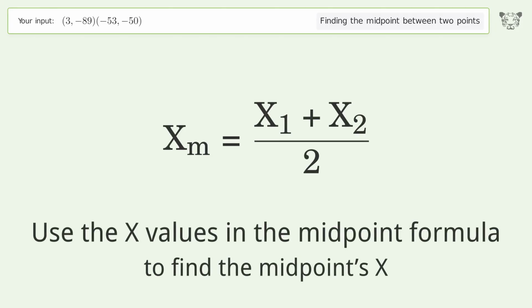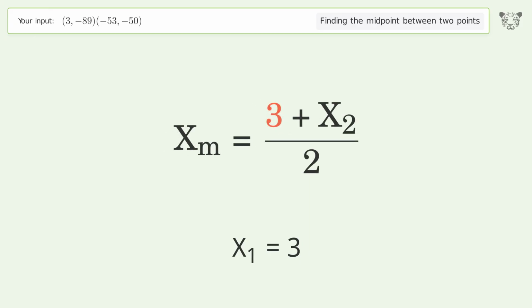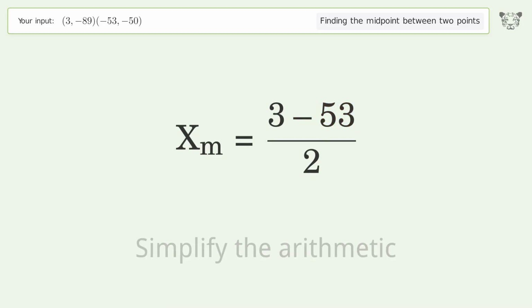Use the x values in the midpoint formula to find the midpoints x. x1 equals 3. x2 equals -53. Simplify the arithmetic.